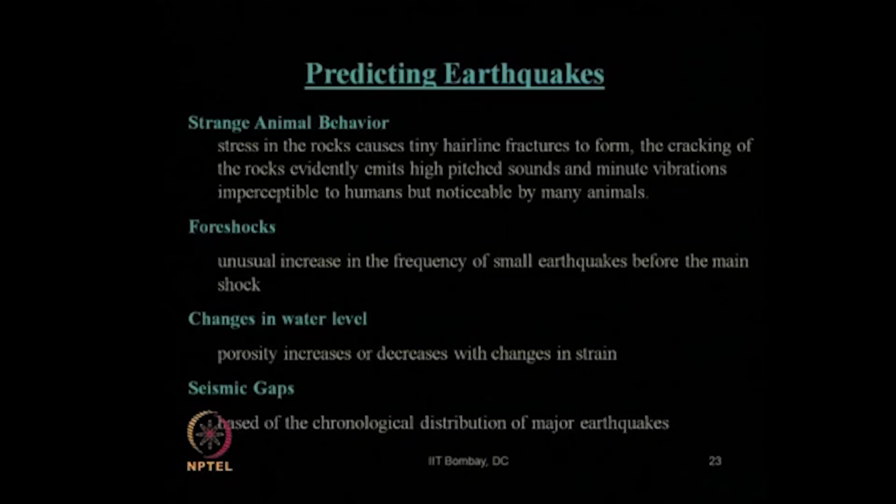So some people say that those hairline fractures of the rocks may be audible to a few animals, as they are not in the range of audibility of the human ear. Humans cannot hear those tiny fractures of the rocks, but some animals may hear them. Then they start behaving strangely.